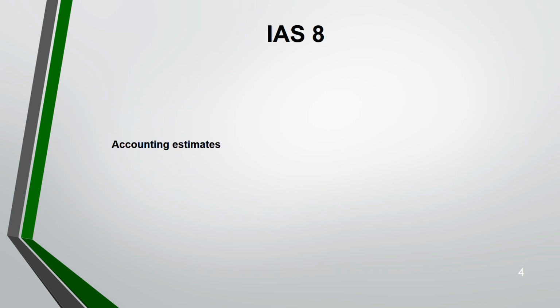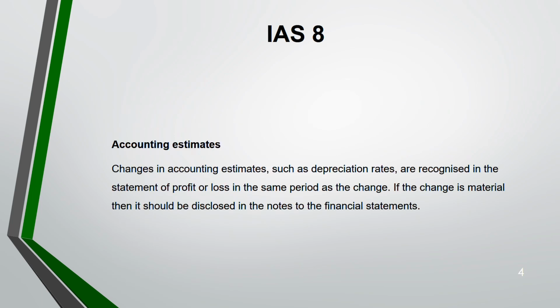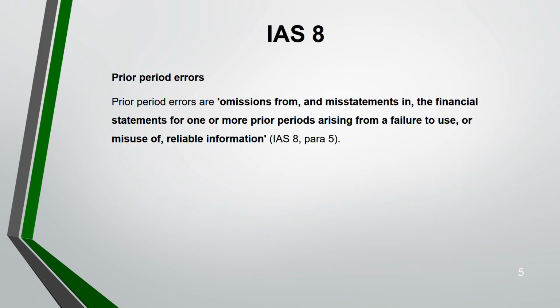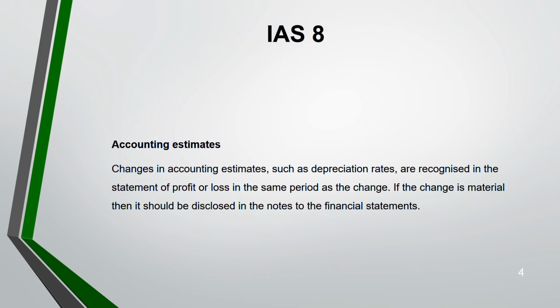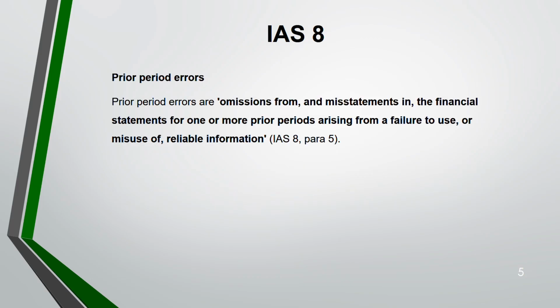Coming to estimates. Estimates such as depreciation rate are recognized in the statement of profit and loss in the same period as the change. So if the change is material, you have to disclose it as a note in the financial statements. Accounting estimates you deal with prospectively. That means you change the current period and you go forward and change the future years, unlike policy where you have to go back and change retrospectively. Accounting estimates prospectively.